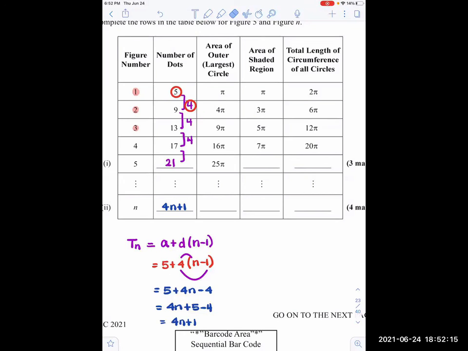Now, how would we get this value here? 2 squared is 4. 3 squared is 9. 4 squared is 16. 5 squared is 25. What would it be here? If it's n squared. You all agree? Right.